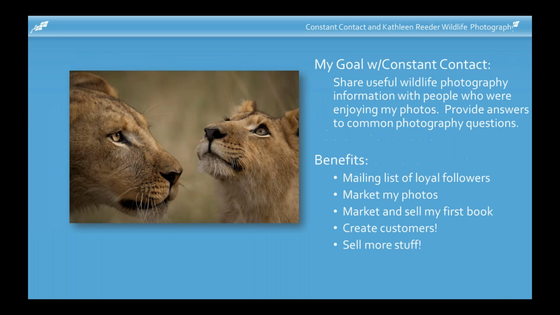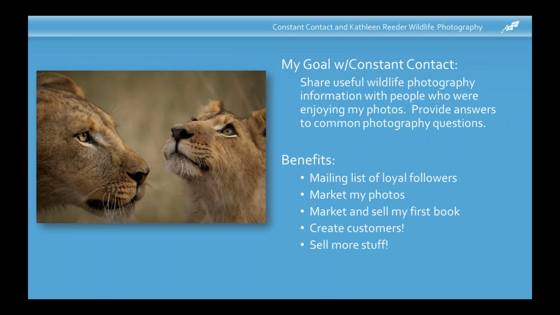So all good stuff. My goal with Constant Contact, which I started using in 2013, shortly after I was just about done with my book, was to share useful wildlife information with people who were enjoying my photos, and to provide answers to common questions, to make it something of value. I had a list. I wanted to build a bigger list of loyal followers. I wanted to be able to market my photos. This was before I was contributing to Getty. I wanted to market and sell my first book, create customers, and maybe sell more stuff.